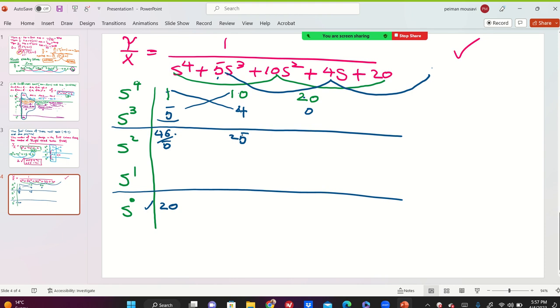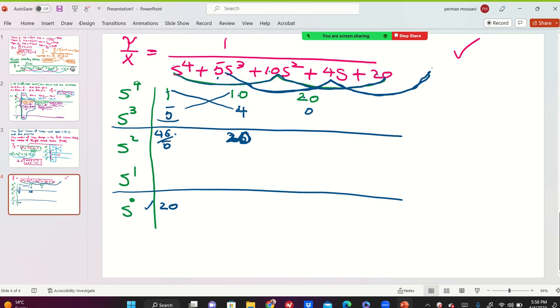So this is 20. Okay. This is the first line: 1, 10, 20. Yes or no? Now the second line: 5, 4. Do you see any number here? See what I'm saying?